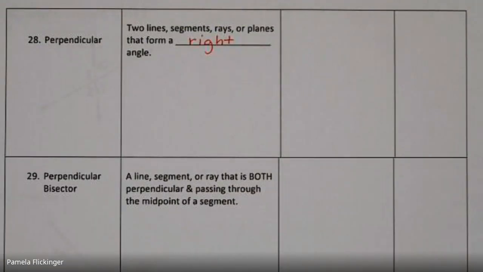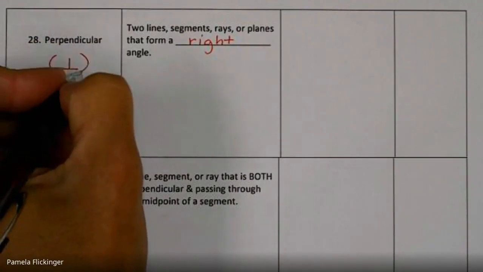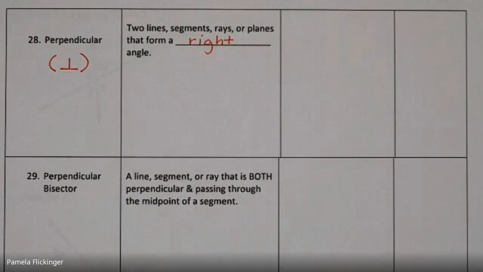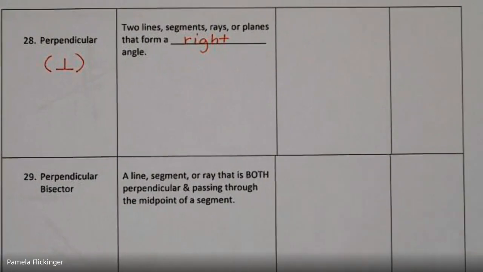All right. Now, there's a symbol for perpendicular. I'm going to put it over here. It's an upside down T. You don't need to have the parentheses around it, but that's what it is, an upside down T. All right, so let's draw a couple of these problems.